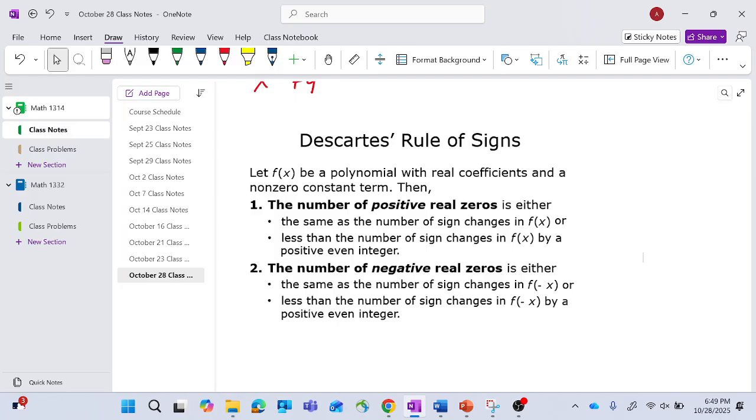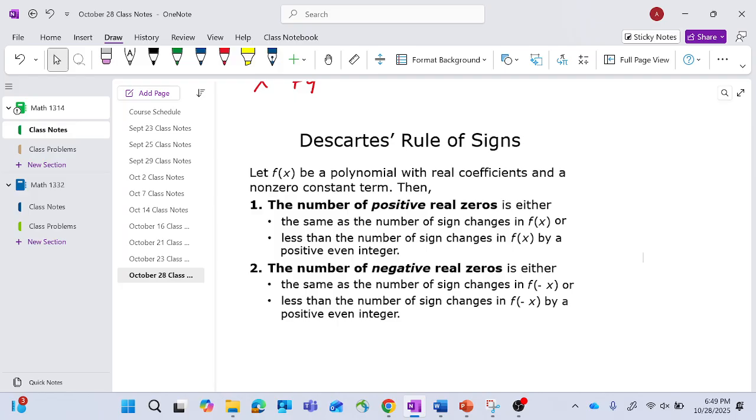Ready? All right. So essentially, what Descartes' rule of signs is saying is that the number of positive real zeros that you're going to have depends on how many times the sign is going to change. And I'll go over an example of what that means in a second. But basically, you just count how many times you go from positive to negative coefficients or negative to positive coefficients throughout the normal equation. That's how many positive real zeros you can have. And you can have up to that many. And then you can always decrease by twos.